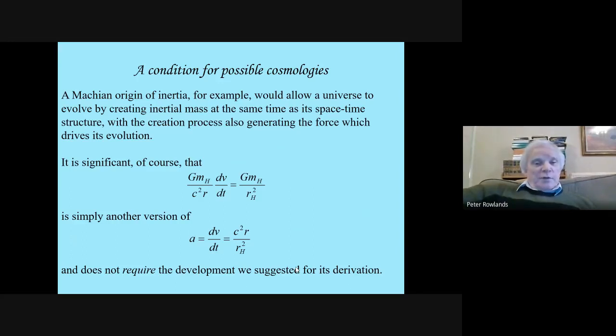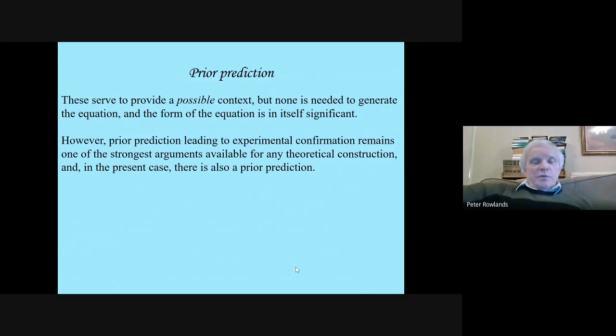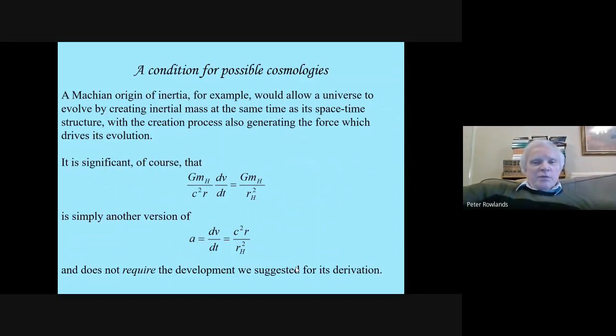So it's significant that the equation of the gravitational and the Machian inertial forces give us the acceleration that we derive from 2/3 of the energy density of the universe. It doesn't require the development we suggested. These are possible contexts. None is needed to generate the equation, and the form of the equation itself is significant. So if I go back to that slide, that first equation there is the same as the second equation, with just a couple of terms multiplied on each side. And so that first equation is as correct as the second equation.